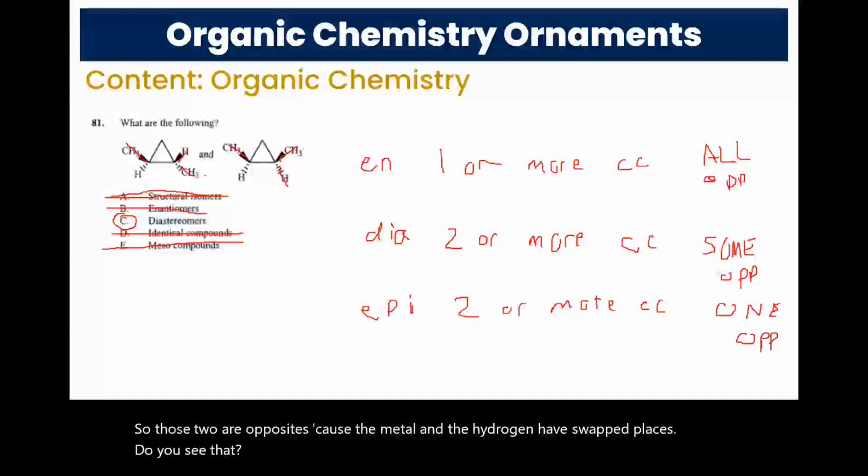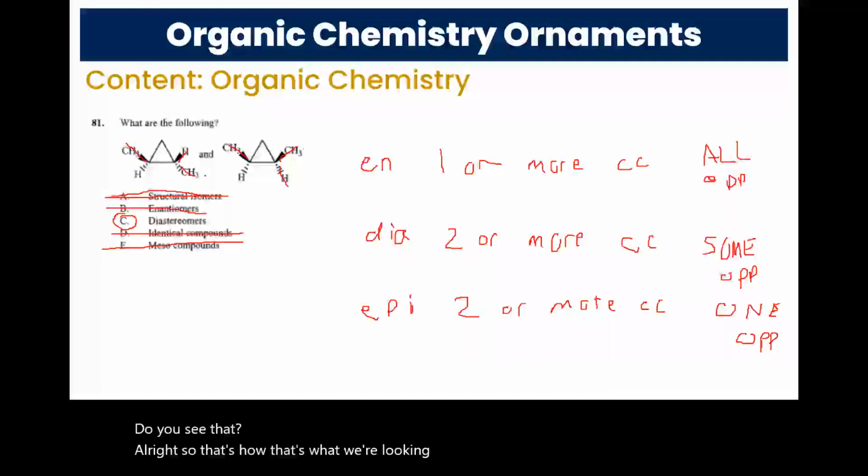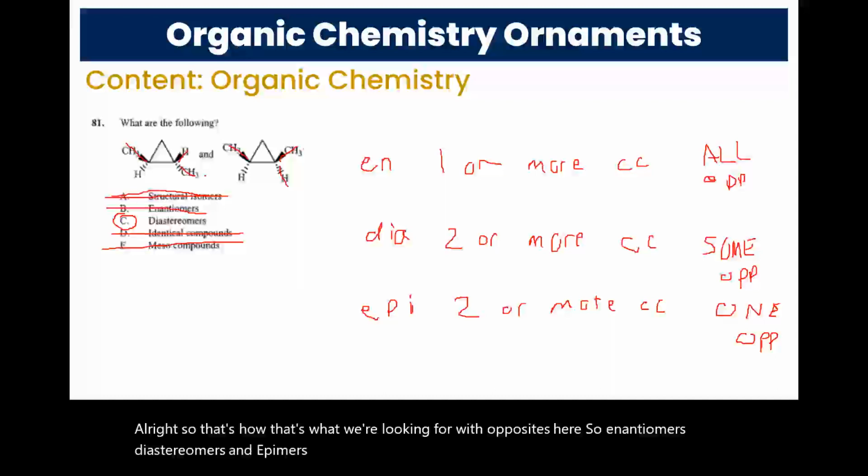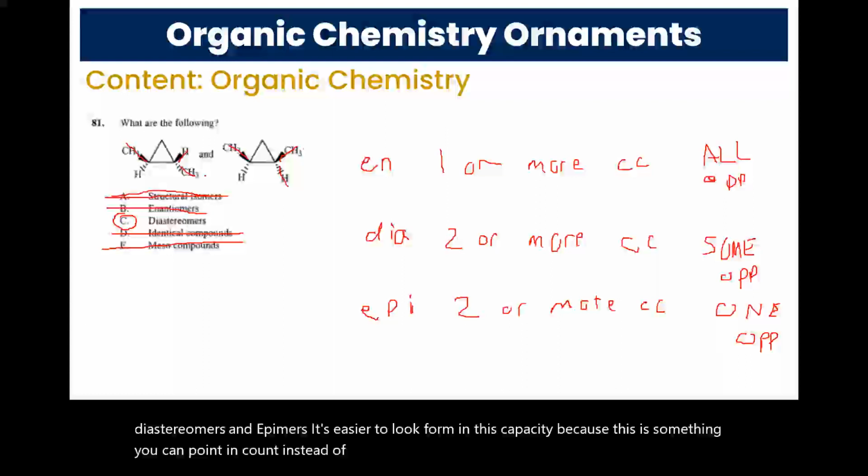All right. So that's what we're looking for with opposites here. So enantiomers, diastereomers, and epimers, it's easier to look for them in this capacity because this is something you can point at and count instead of thinking that whole non-superposable mirror image stuff. Forget that stuff. That's horrible.